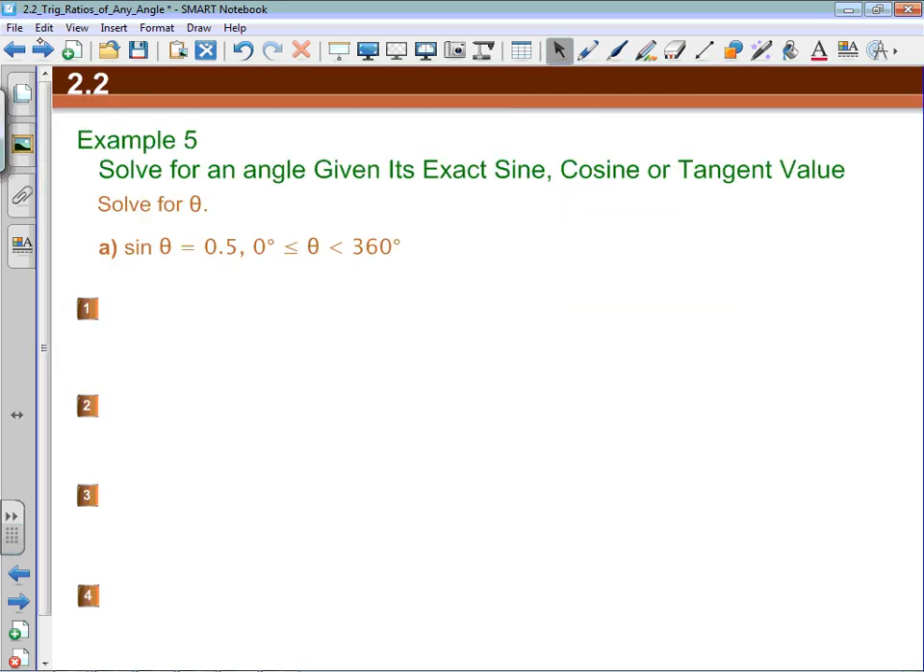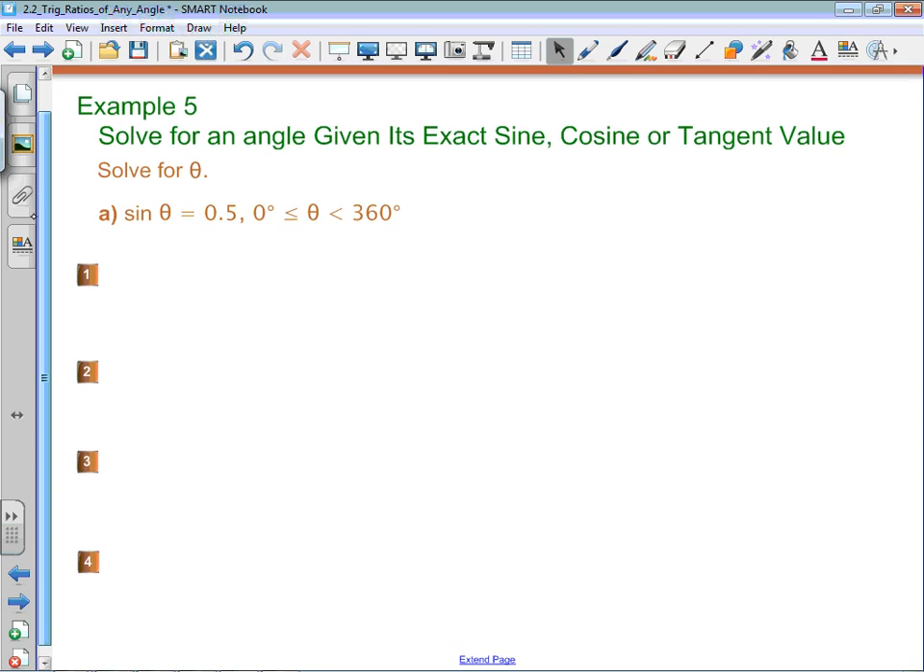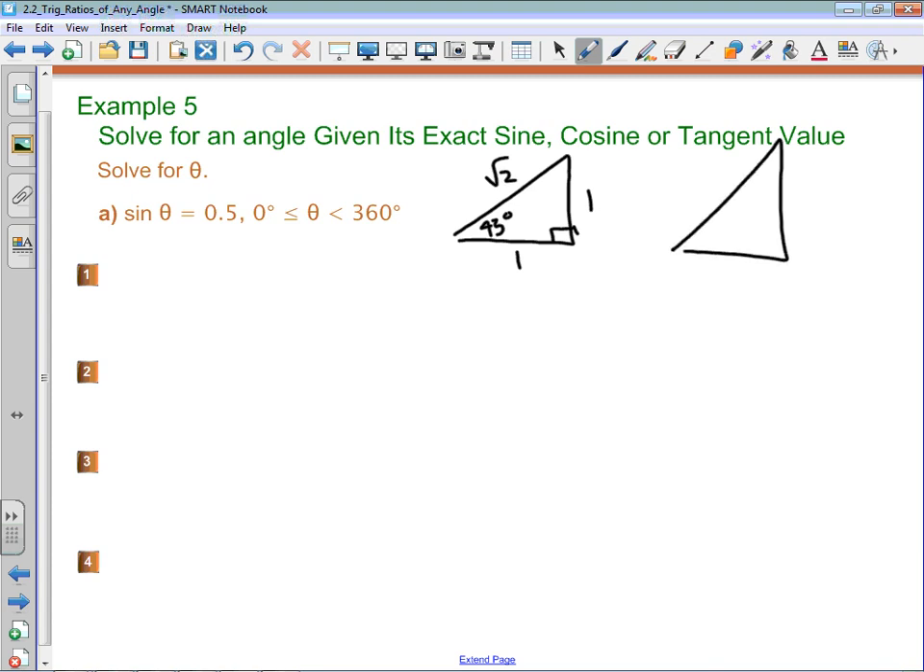So it wants us to solve for an angle given its exact sine, cosine, or tangent value. I'm going to draw a special triangle for this so that we can talk about it. It says that the sine of theta is 0.5. Now, there's 2 special triangles that you have to know. There's the 45-degree special triangle where we have 1, 1, and root 2. And then there's the 60, 30, 90 triangle where this is 60 degrees, there's my 90, this is 1, 2, and this is root 3, and then 30 degrees is up there.